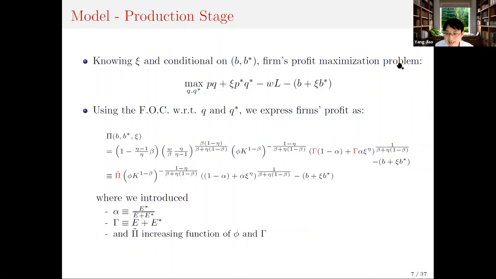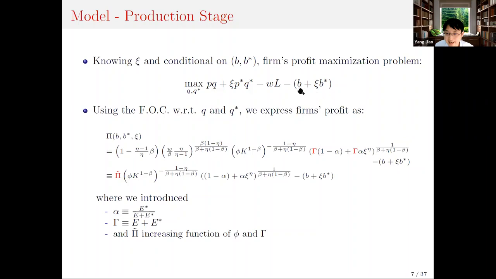So the firm's profit maximization problem is as follows. So the first term is their domestic revenue, right? Price multiplied by quantity. And the second term is going to be their foreign revenues. And note there is an exchange rate shock here. So it's going to be subject to exchange risk from the first stage's point of view. And also they need to pay their domestic input cost. Okay? So you can think of this as just labor. And moreover, they need to pay back their debt.